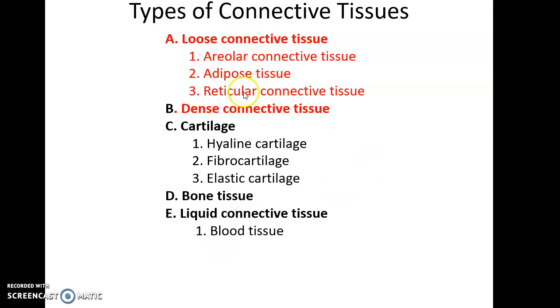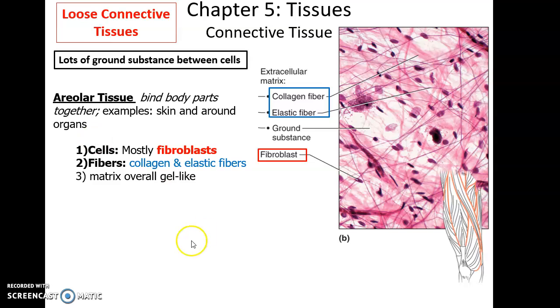All right, here's a list of the connective tissues that we'll be going over. We're going to start with the loose connective tissues and dense connective tissues. First up is areolar connective tissue, a loose tissue. Areolar connective tissue has lots and lots of ground substance. The cells are sort of these little darker patches scattered throughout.